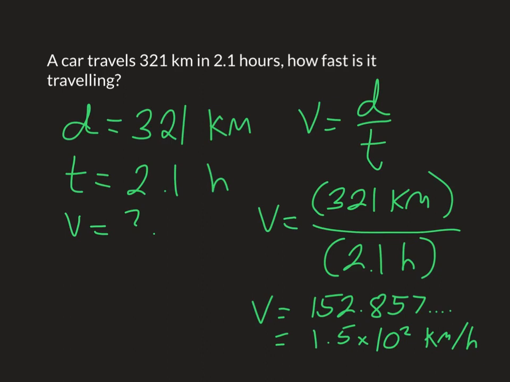I never want to see you guys put down how many kilometers per second you went or how many meters per hour. Those numbers are either too big or too small to have any kind of significance. So your answer for speed should always be in kilometers per hour or meters per second unless the problem tells you otherwise, which won't happen very often. So that's our final answer for the first one.